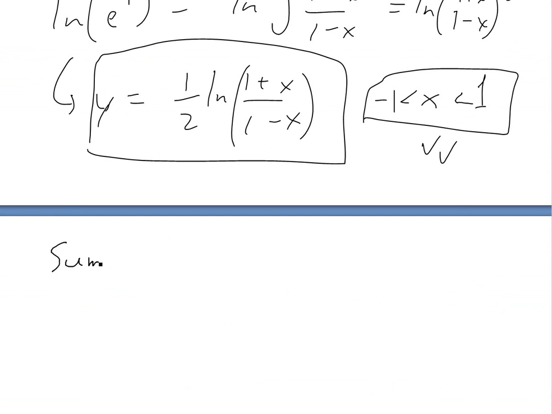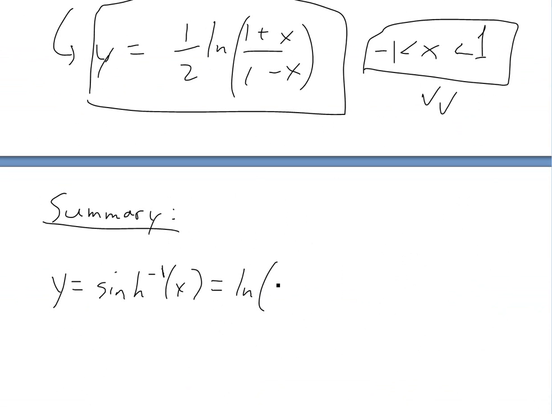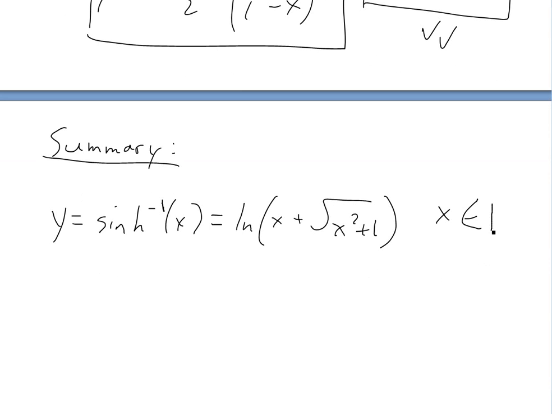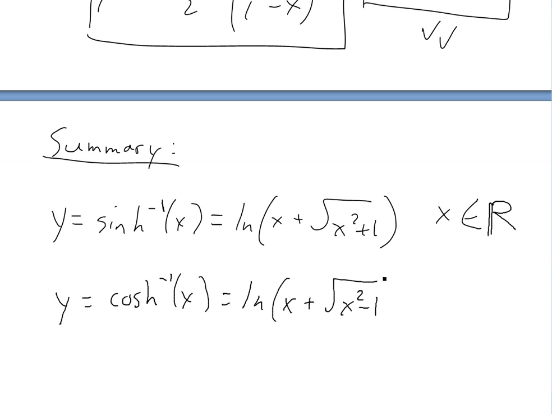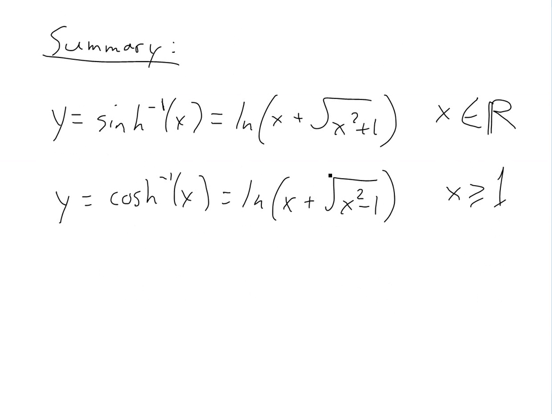And now to summarize, I'll just put all the stuff we found right here. Summary. So y equals hyperbolic sine inverse of x equals ln of x plus the square root of x squared plus 1. And this one is for x being all real numbers. Probably seen this before. Or x is an element of all real numbers. Okay, and then for y is equal to cosh inverse of x equals ln of x plus the square root of x squared minus 1. And this one is defined only for x greater than or equal to 1.